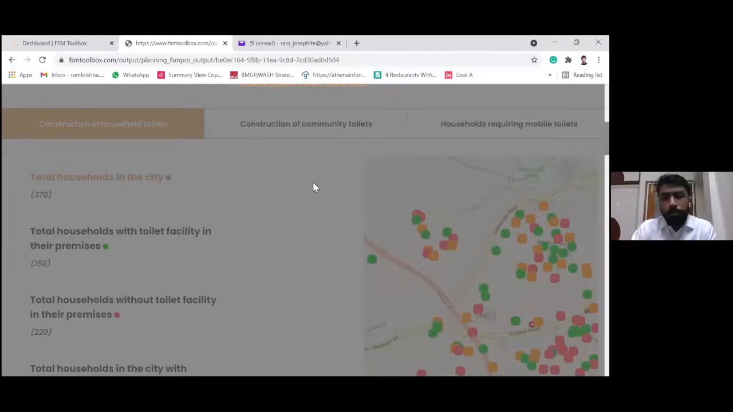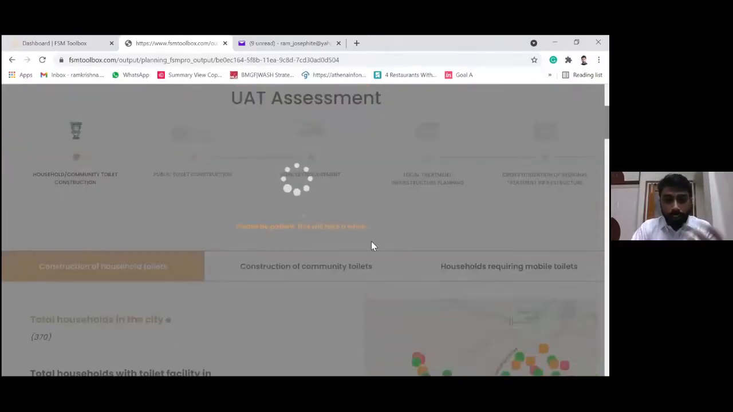But then you will get an entire visualization of which households in the city do not have access to a toilet, and which households have access to a toilet, in the case of individual toilets. For households which do not have access to a toilet, it checks whether there is enough space available for construction of a new toilet. If yes, then it will suggest construction of a new individual toilet. If not, then it will suggest a nearby community toilet that you can depend on.